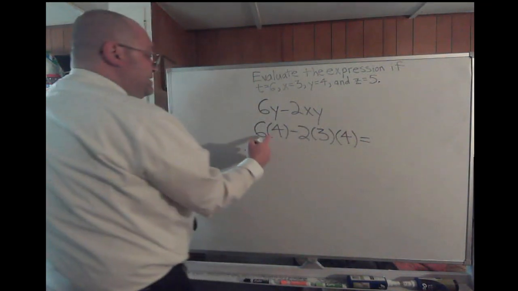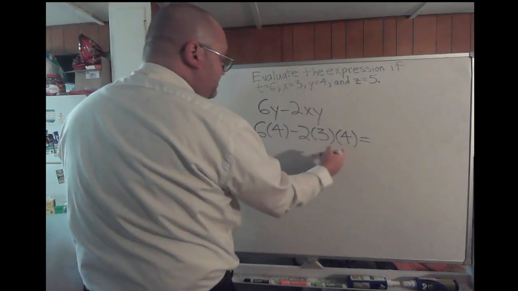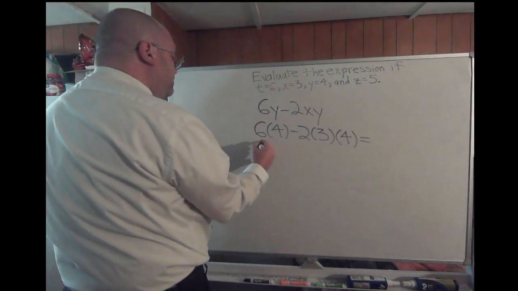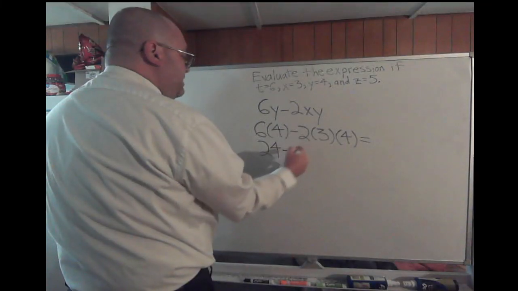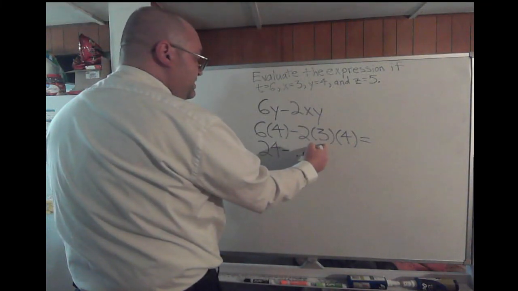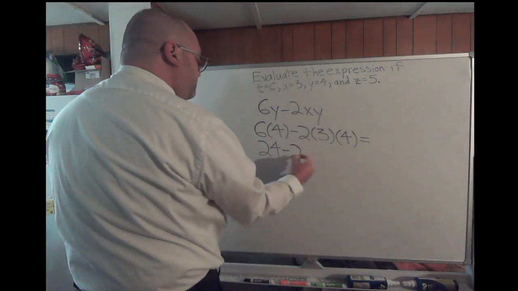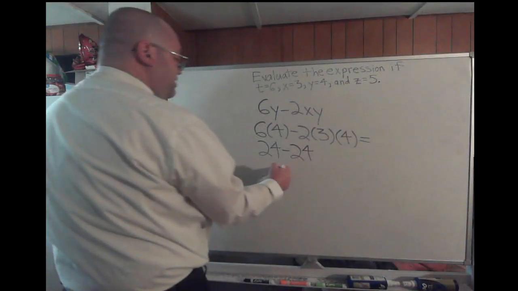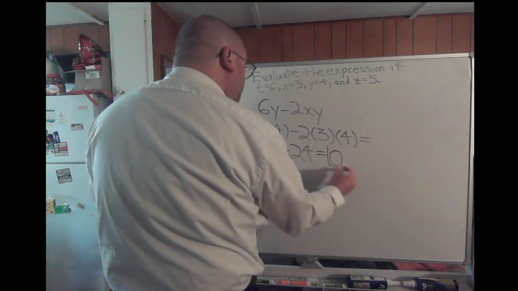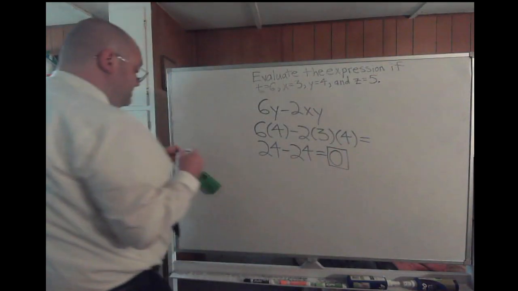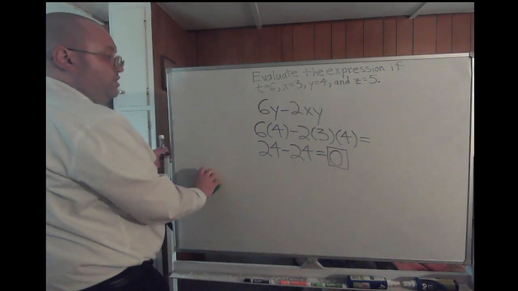Alright, so we got 6 times 4 minus 2 times 3 times 4. Well, 6 times 4 is in fact 24. Then we'll have the minus sign. We'll do 2 times 3, which is 6, times 4, which is 24. You got 24 minus 24, which we know would equal 0. So the answer to this would in fact be 0.